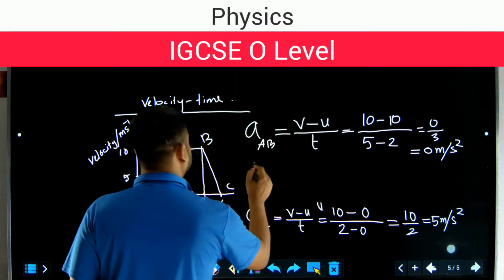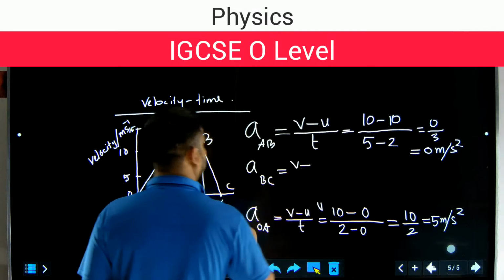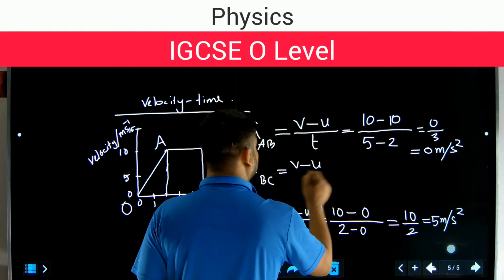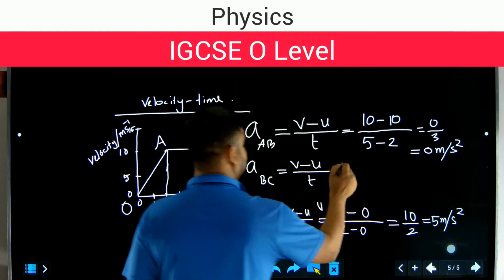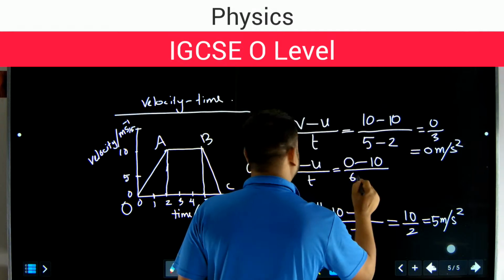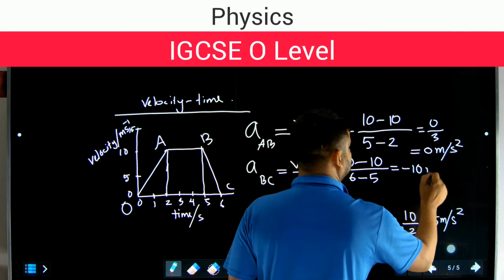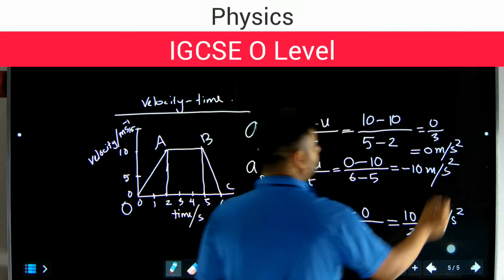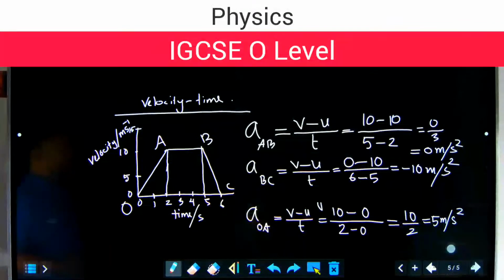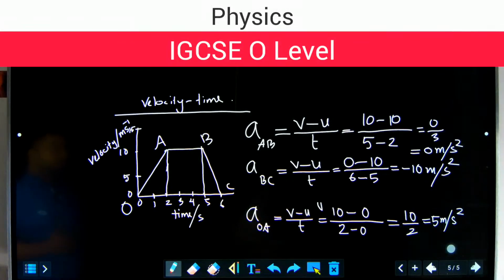Now, acceleration for the BC part. The final velocity is 0, the initial velocity is 10, and time is 6 minus 5, so 1 second. So minus 10 meter per second square. This negative sign indicates that in the BC part the object decelerates.